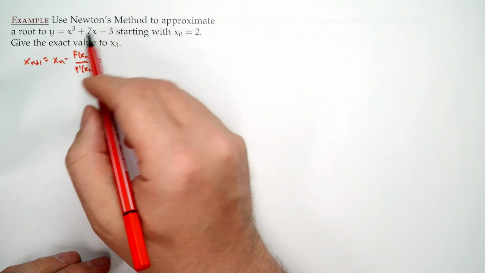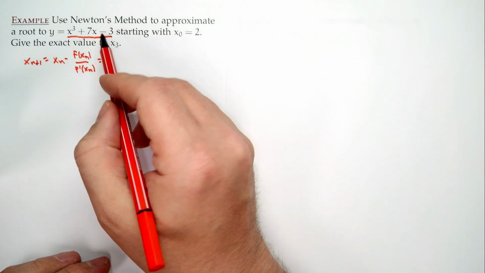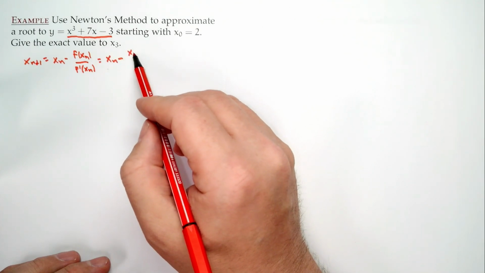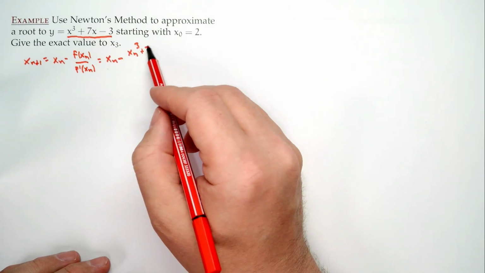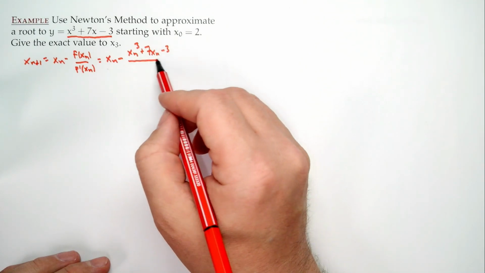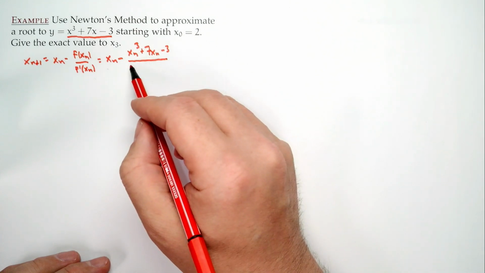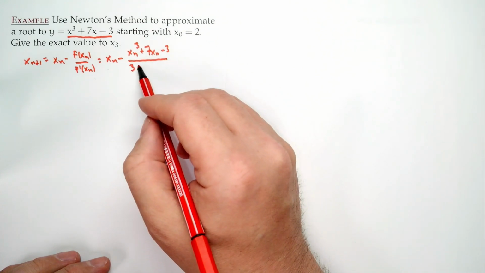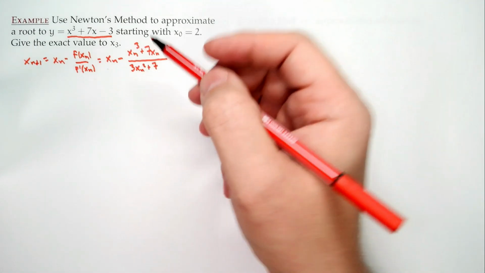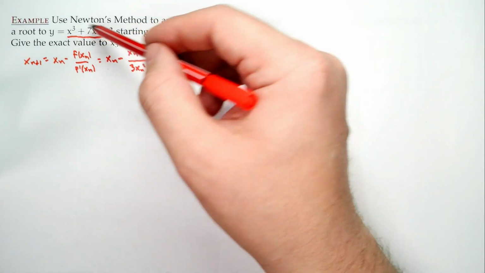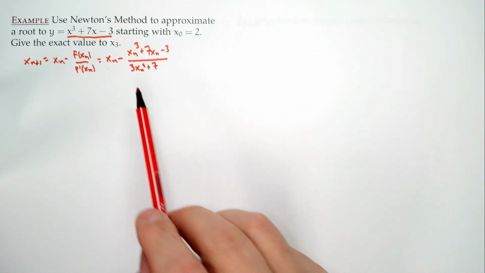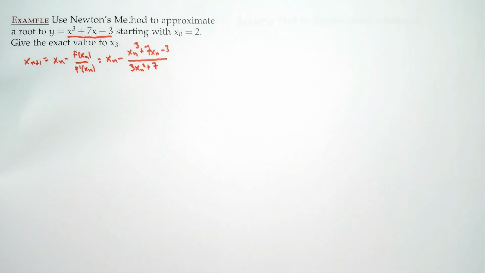Well, our function is this function right here. So f of xn is xn cubed plus 7xn minus 3, divided by 3xn squared plus 7 downstairs. Where did that come from? Well, the derivative of x cubed plus 7x minus 3 is 3x squared plus 7. So 3xn squared plus 7.